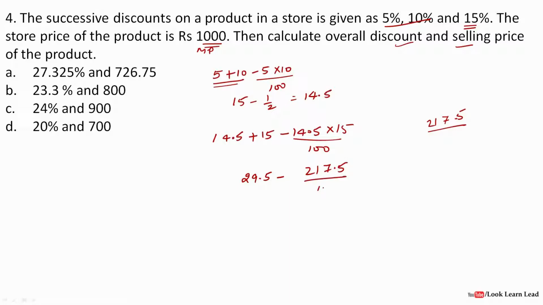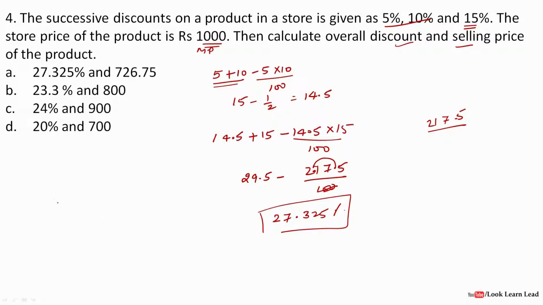21.7 upon 5 is 2.175, so I'll cancel it out. So it will be 2.175. So 29 minus 2.175 is 27.325. 27.325 would be the overall percentage.